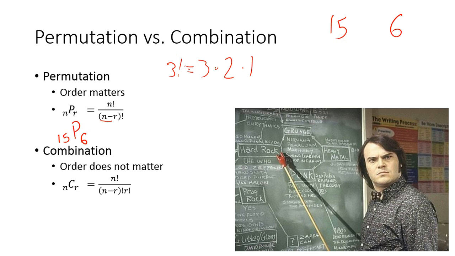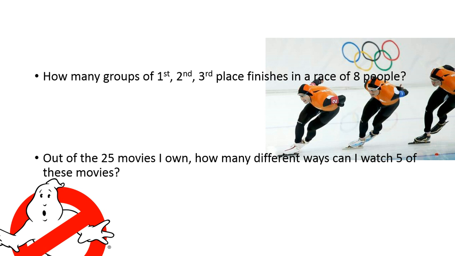Now, combination is if the order in which you pick them doesn't matter. So you just want your groups. So if I just want a group of 6, instead of these 6 in this order, I just want a group of 6, we would use a combination. The order doesn't matter. So this would be 15C6. And as you see, the big difference here is just that extra r factorial in it. So you're going to find n minus r factorial and then multiply it by r factorial.